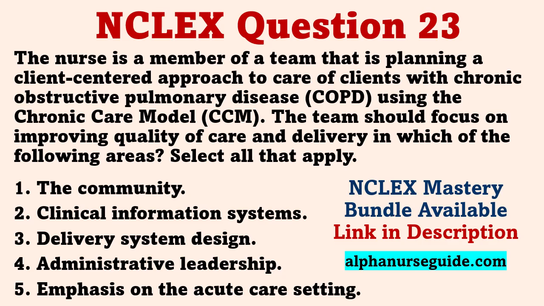The correct answers are 1, 2, and 3. The process of changing a healthcare system from an acute care model to a CCM uses continuous quality improvement methods. The goal of the CCM is to improve the health of chronically ill clients. The CCM identifies 6 basic areas upon which healthcare organizations need to focus to improve quality of care and delivery: health systems, delivery system design, decision support, clinical information systems, self-management support, and the community. This system requires healthcare services that are client-centered and coordinated among members of the healthcare staff and client and the family. CCM does not focus on the administrative leadership or the care in the acute care setting alone.